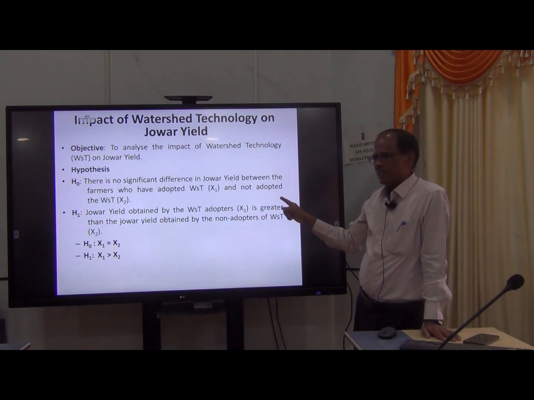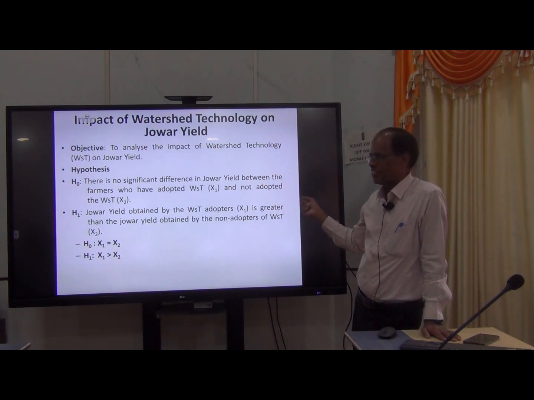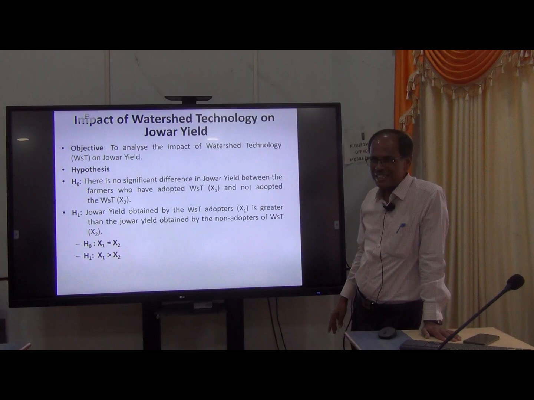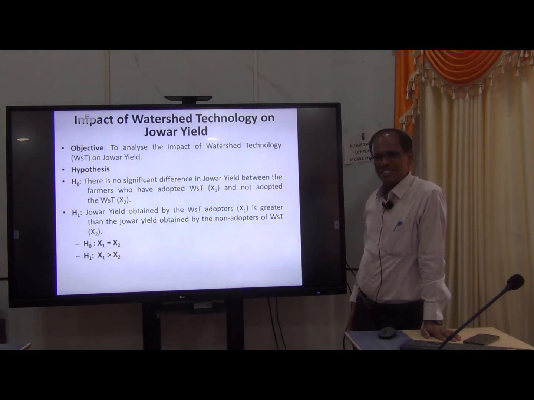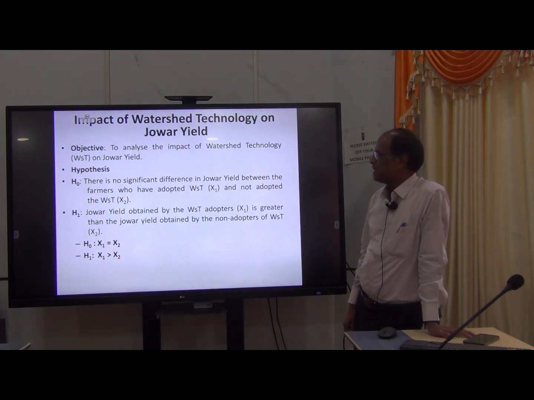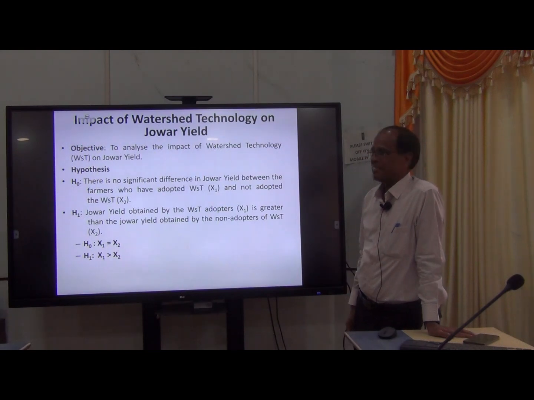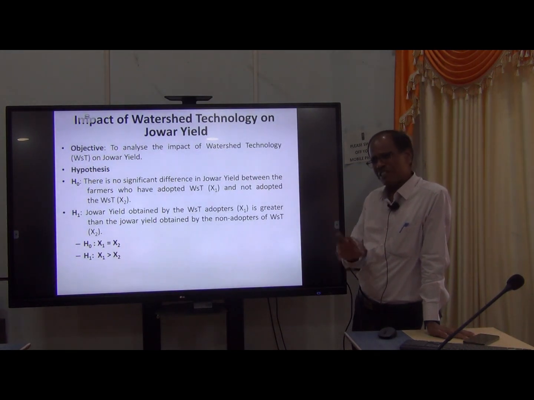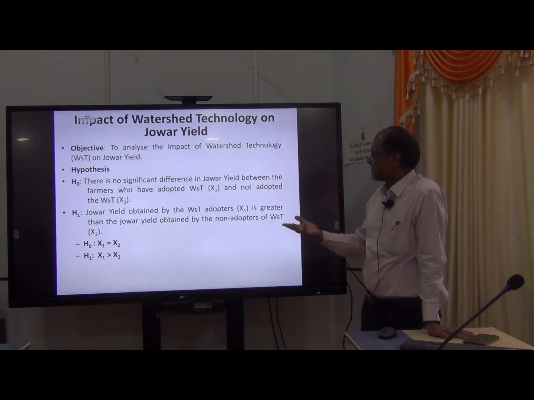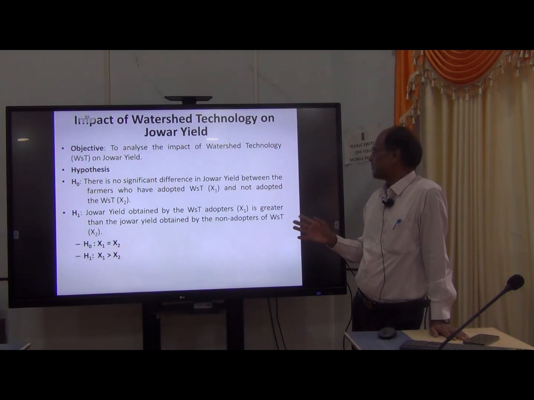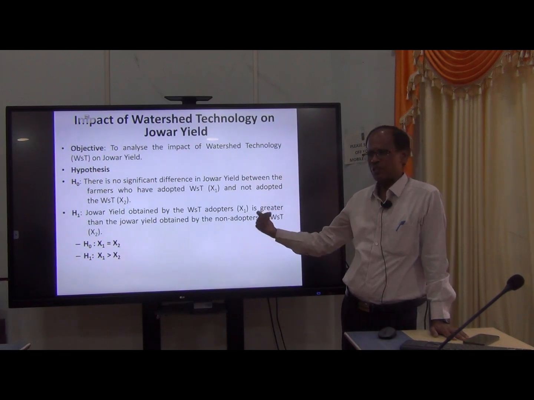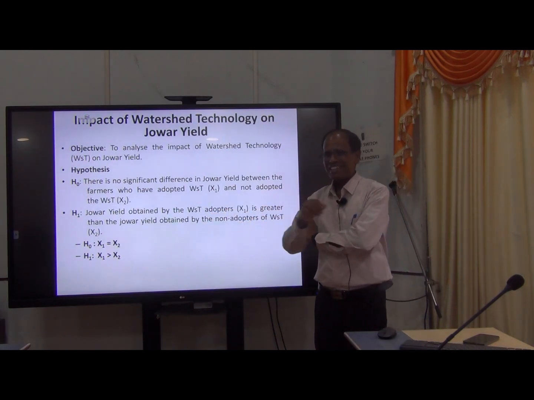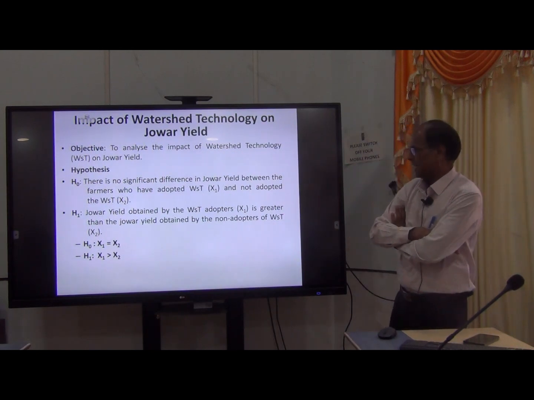As I already told, the research hypothesis is that the jowar yield obtained by the watershed technology adopters is greater than the jowar yield obtained by the non-adopters. Right? Is it clear? Yes, sir. This is the research hypothesis. The null hypothesis is the opposite of it: there is no significant difference in the jowar yield between the farmers who have adopted the technology and the farmers who have not adopted the technology. This is in verbal form. We can state the same thing in statistical format. Say x bar 1 is equal to x bar 2.